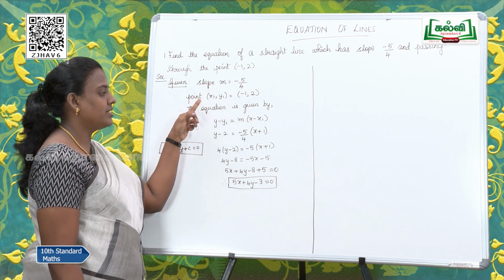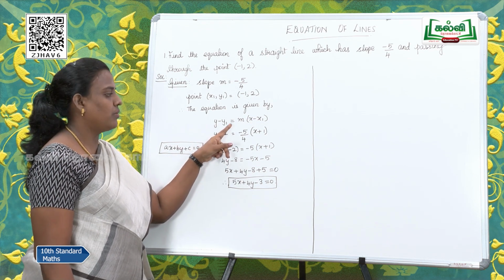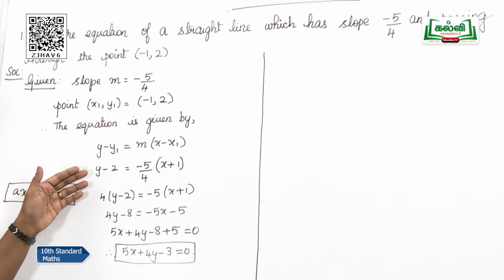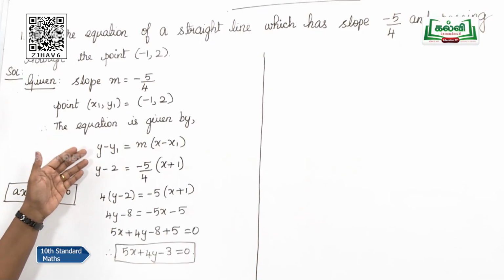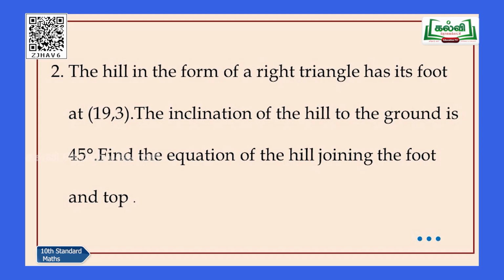The slope and the point are given. So, you will be using the point slope form. So, y minus y1 is equal to m into x minus x1. Then you substitute it in the formula or in the form and you simplify and write it in the general form of the equation. Let's move on to the next question.